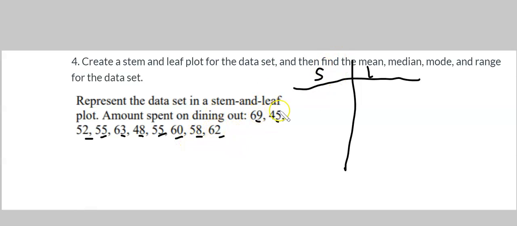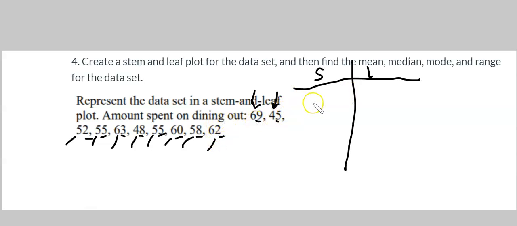Your stem is going to be the number that's directly to the left of it. It might be one number, it might be two numbers, it might be three numbers. So in this case, this is a stem of 6. This one has a stem of 4, a stem of 5, another stem of 5, a stem of 6, a stem of 4, a stem of 5, a stem of 6, a stem of 5, and a stem of 6.